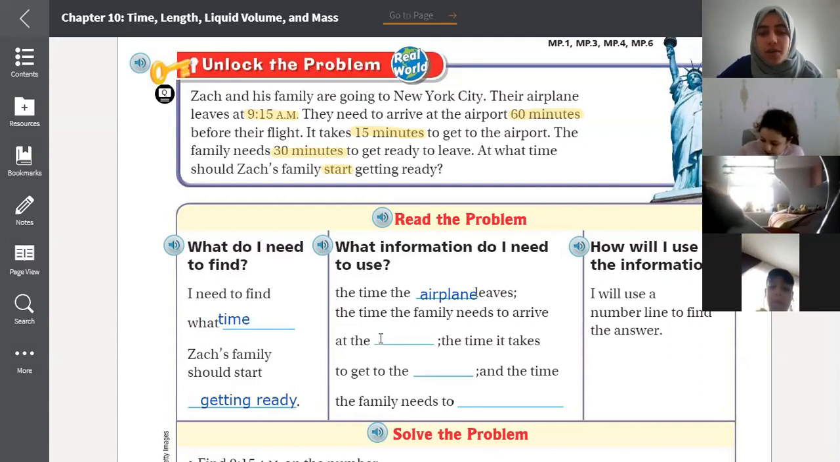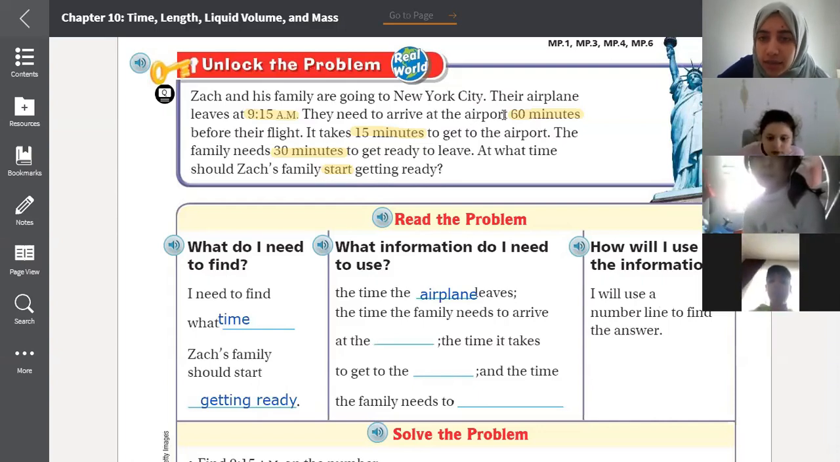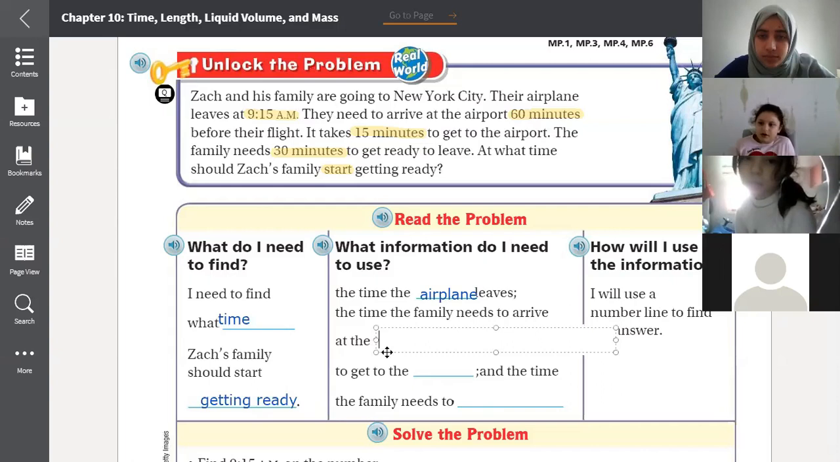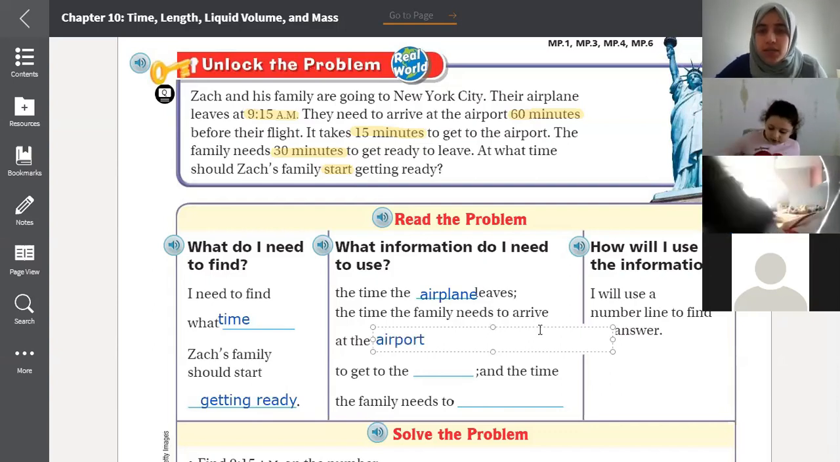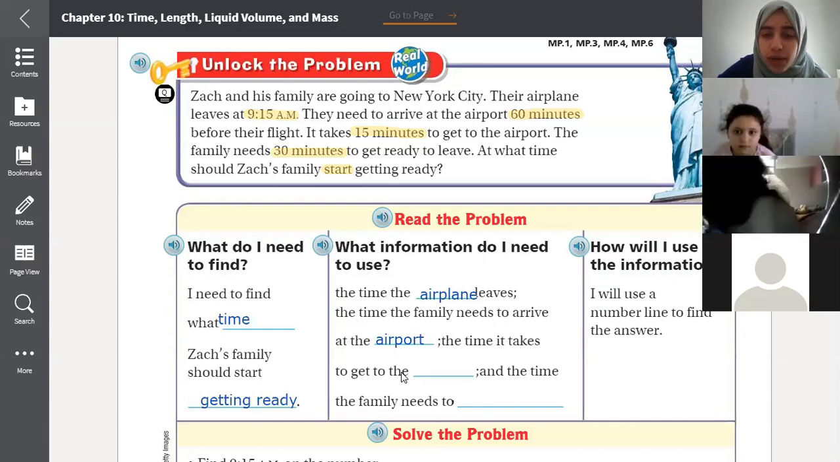And the time the family needs to arrive at, so where do they need to arrive? They need to arrive at New York. Okay, but before 60 minutes. At the what? Airport. It's the place where they need to get the ticket and put their luggage, right? And the time it takes to get to, so they need to get to what? It takes 15 minutes to get to where?